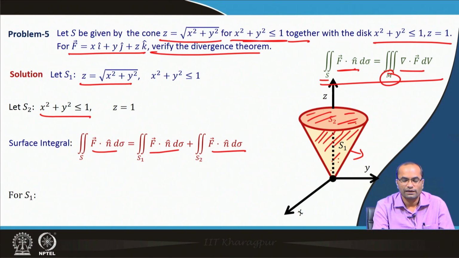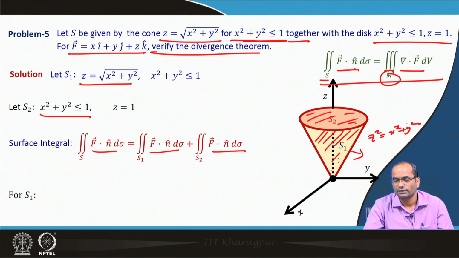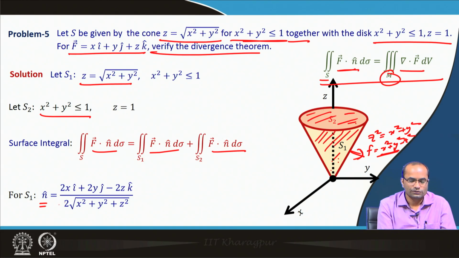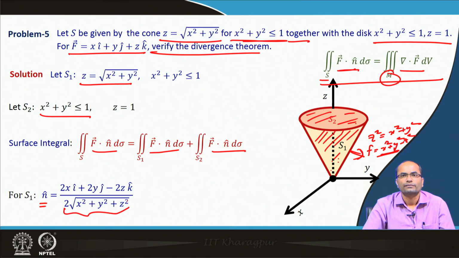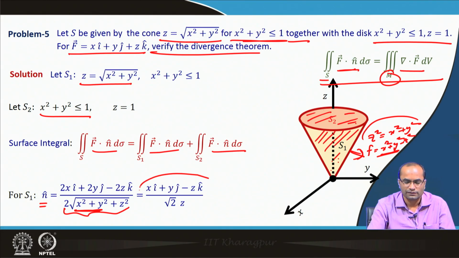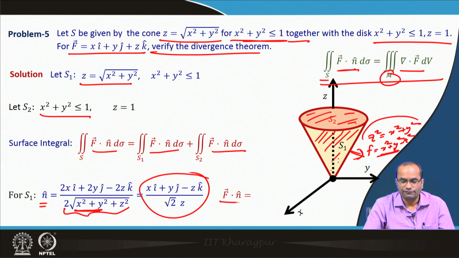For the normal, we have the surface z square is equal to x square plus y square, and for the outer normal, let us take our f here as x square plus y square minus z square. From here we will compute the normal, so the gradient, divided by its magnitude. On this surface, we have x square plus y square is equal to z square, so we can replace this by z square. So, we will get this expression for the unit normal, and then we compute f dot n.